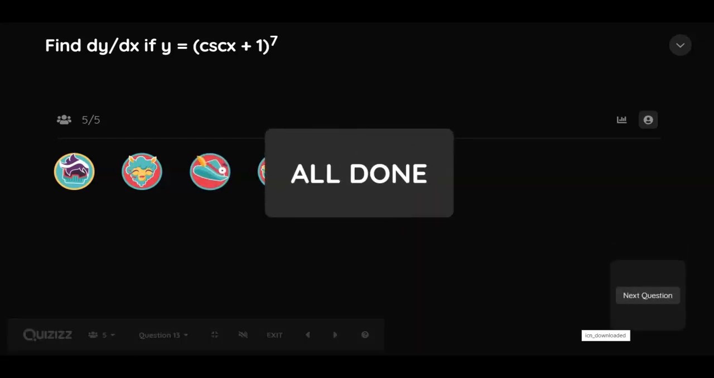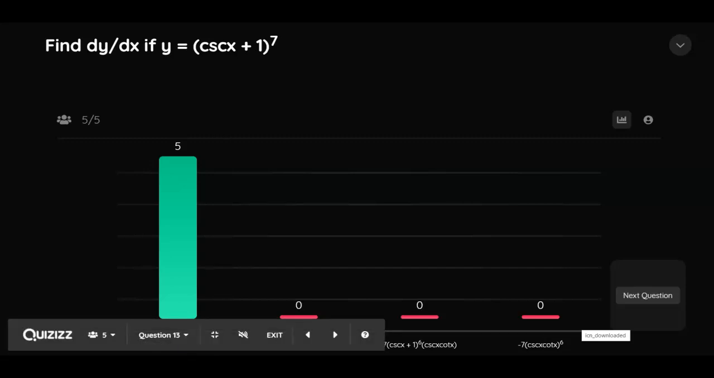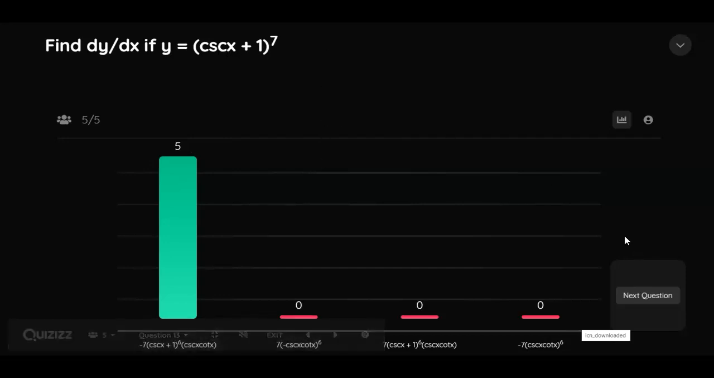So this one was a chain rule. You had to first take the derivative of the outside. So it was a 7. Take one away. So you had 7 quantity cosecant x plus 1 to the 6th times the derivative of cosecant, which was negative cosecant cotangent. The derivative of 1 is 0. So I gave you this negative 7 cosecant x plus 1 to the 6th times cosecant cotangent.